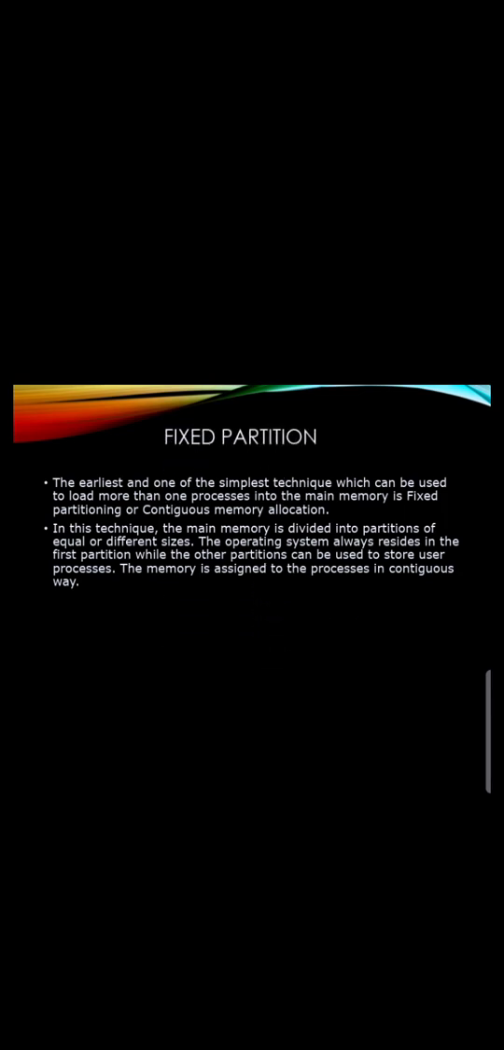Fixed partition. The earliest and one of the simplest techniques which can be used to load more than one process into the main memory is fixed partitioning or contiguous memory allocation. In this technique, the main memory is divided into partitions of equal or different sizes. The operating system always resides in the first partition, while the other partitions can be used to store user processes. The memory is assigned to the process in a contiguous way.